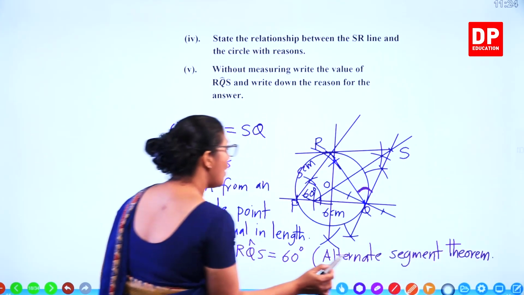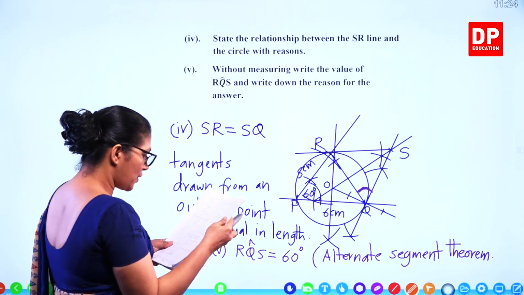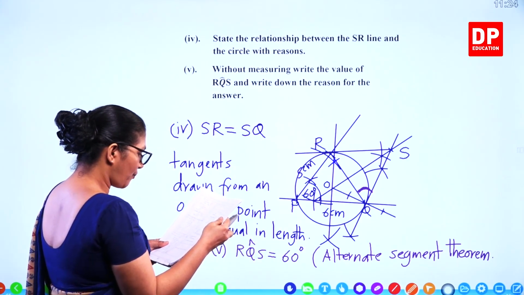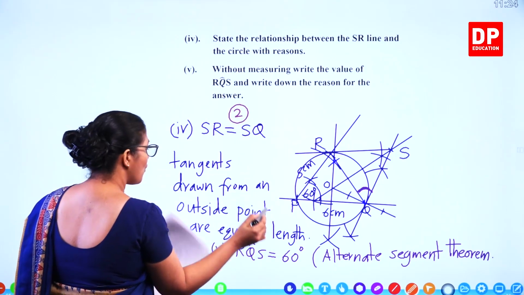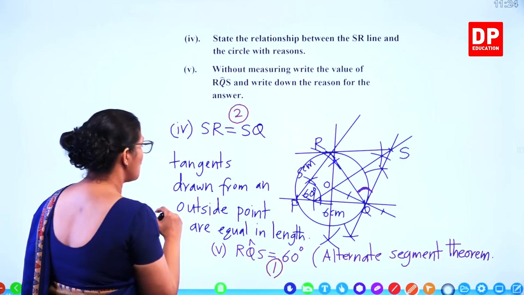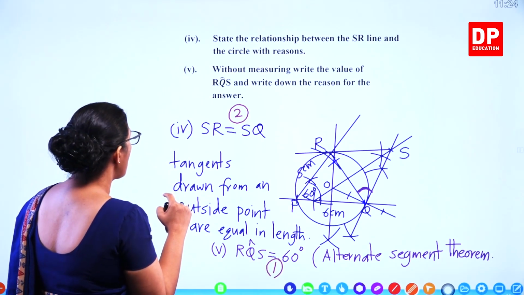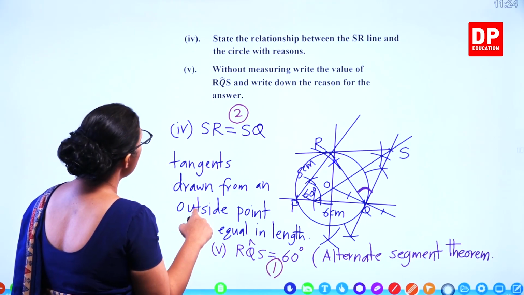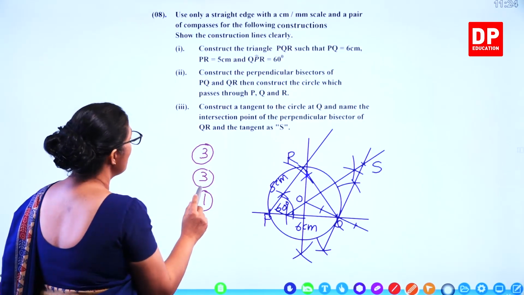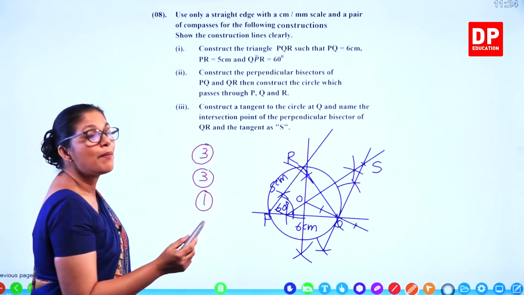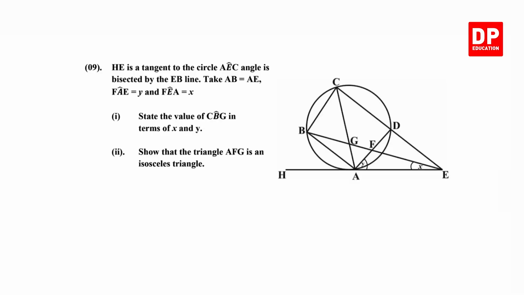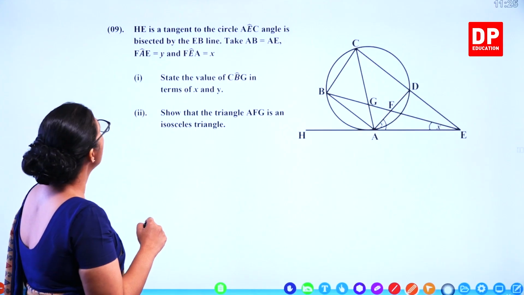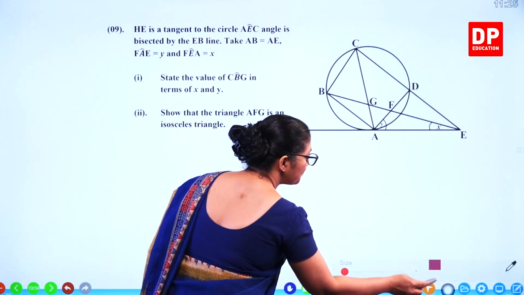So, how many marks for these two? So, you get 2 marks for writing this one and 1 mark for this value. So, 2, 3, 4, 5, 6, 7, 8, 9, 10. So, 10 marks for the construction question. Question number 9. So, this is where you have to use circle theorems. Proofs are there. So, we'll do it.